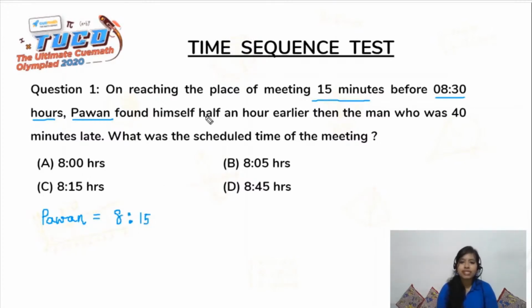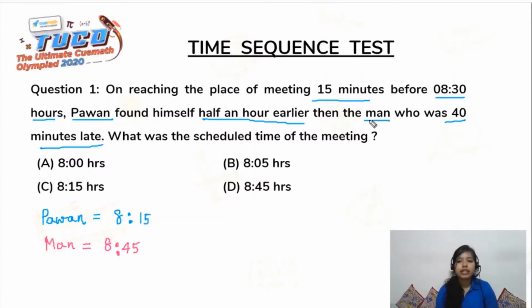And he found himself to be half an hour earlier than the man who was 40 minutes late. So if Pawan was half an hour earlier, then can I also reframe the sentence and say that the man was half an hour late when compared to Pawan? Yes, I can definitely say that. So what would the man's timing be? The man's timing would be half an hour more than Pawan, and according to that, it would become 8:45.